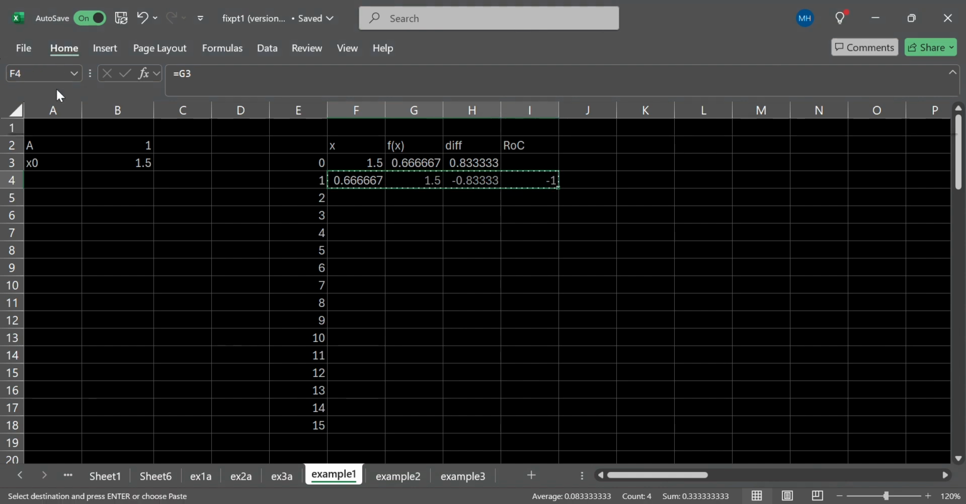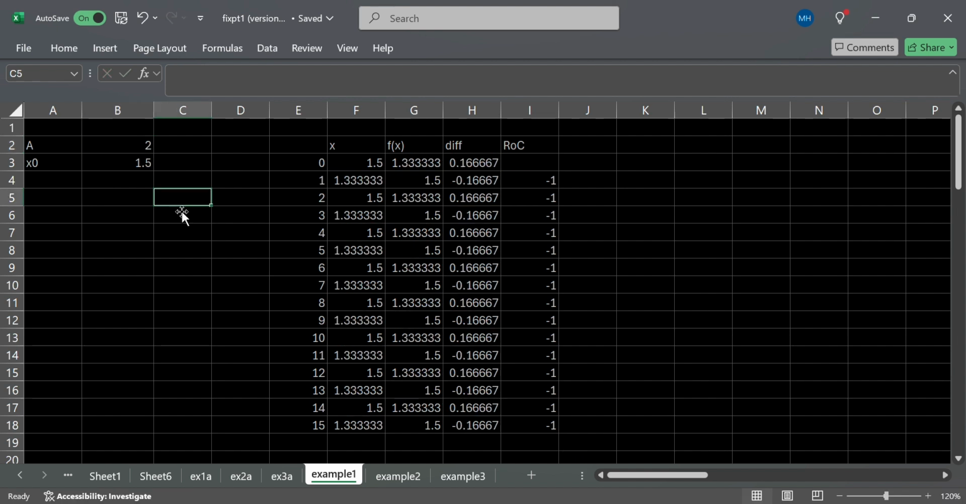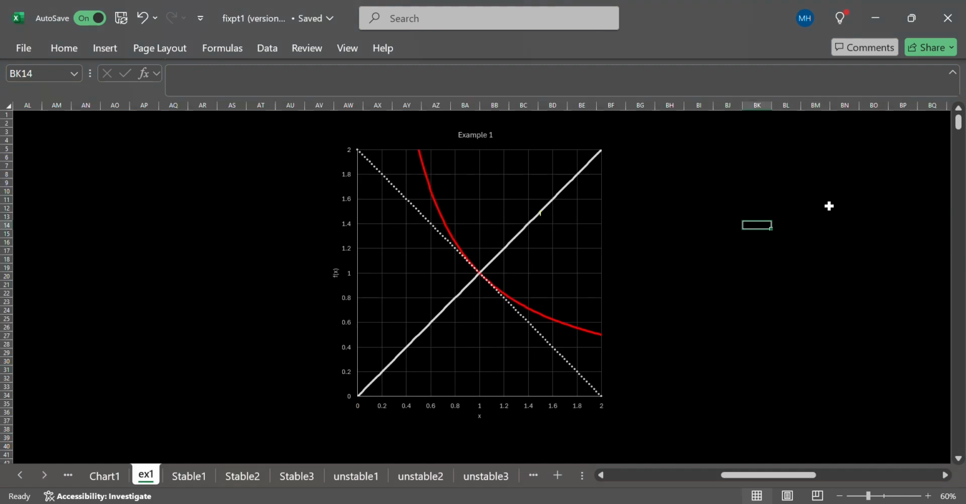And we'll bring those down. And the rate of convergence is -1, which is not good. We need it to have an absolute value less than 1. So it's not working. Let's look at a graph to see what's happening.